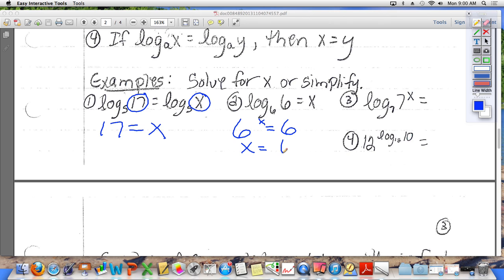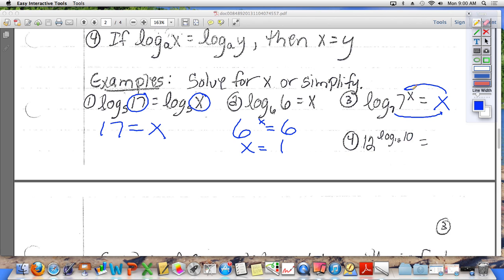Look above at the properties that you just wrote. Look at this one. We're just simplifying this one. 7 to what power is equal to 7 to the x power? I put an x here. So 7 to the x power is equal to 7 to the x power.